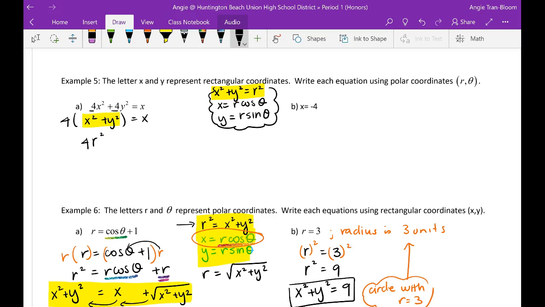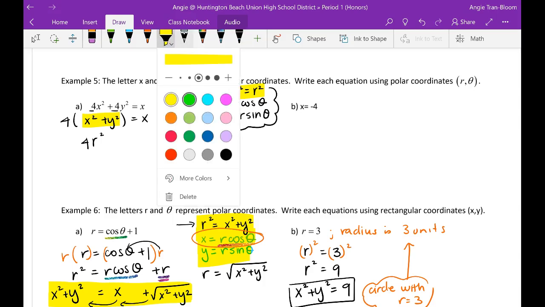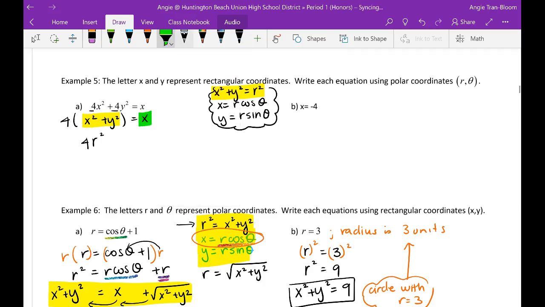So look, I don't have any more x's and y's on the left side. I still have one x on the right side. But x is always equivalent to r cosine of theta. You can simply replace it like that.